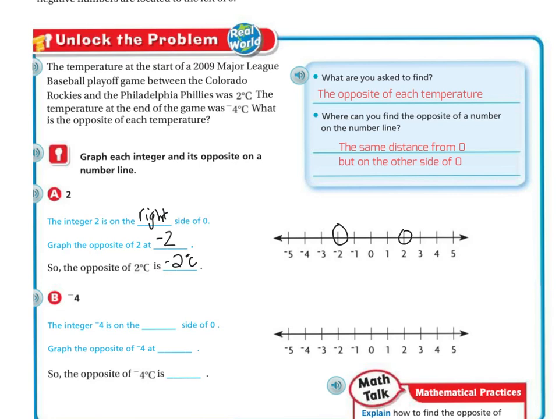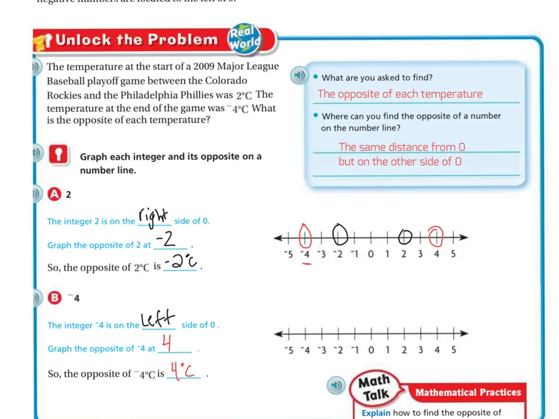And then for negative 4, the integer negative 4 is on the left side. Make it a different color pen. So there's my negative 4. And to graph the opposite, it's going to be 4, positive. So the opposite of negative 4 is 4 degrees Celsius.